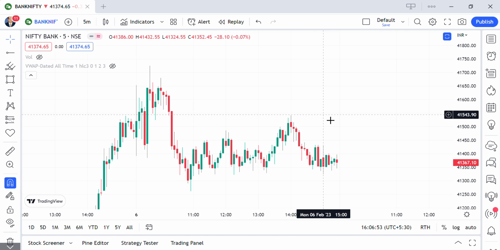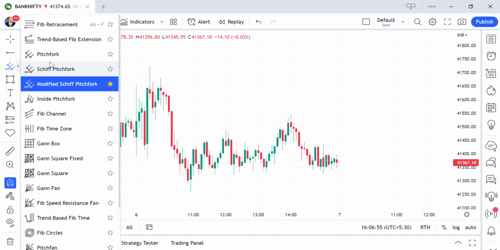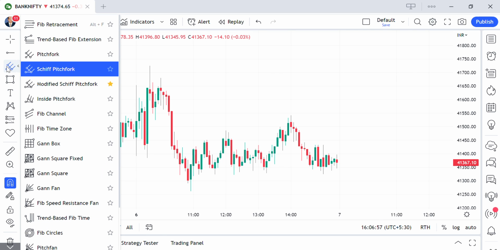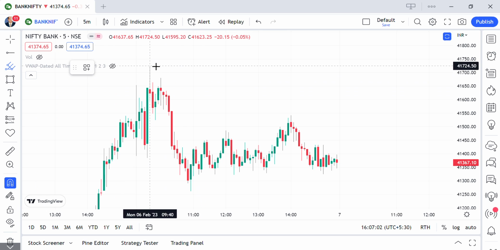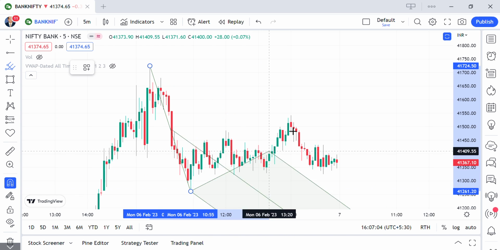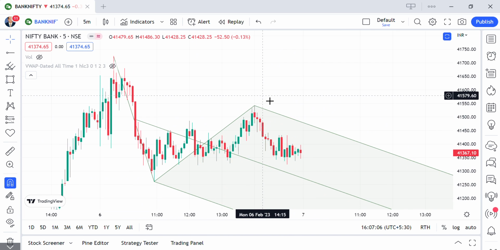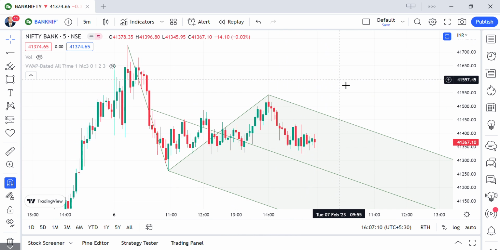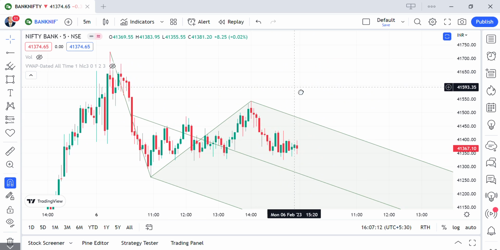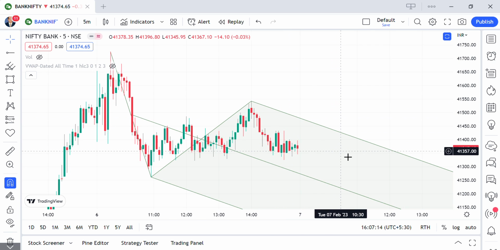So with that note, we can draw a pitchfork to see if these could be some lines that we can believe price may respect further, and then assume short positions. For that matter, we have immediately shorted when the price touched this and created this bearish candle, and we are expecting that this outline of the pitchfork will be respected.